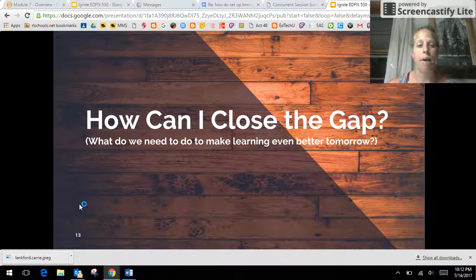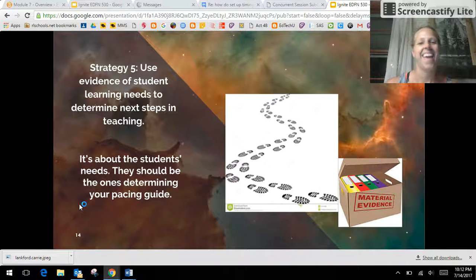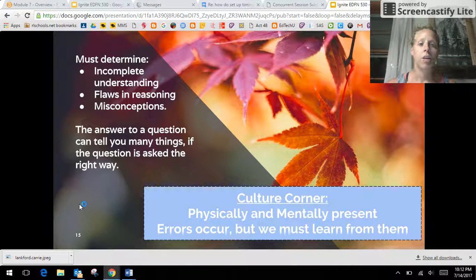Then, how can I close the gap? What do we need to do to make learning even better for tomorrow? And that's strategies 5, 6, and 7. Strategy 5 is use evidence of student learning needs to determine the next steps in teaching. It's about the students' needs. They should be the ones determining your pacing guide. And I know that that's a struggle for many teachers in many districts, is sticking to what has been given to them. You need to determine whether things are incomplete understanding, flaws in reasoning, or misconception.